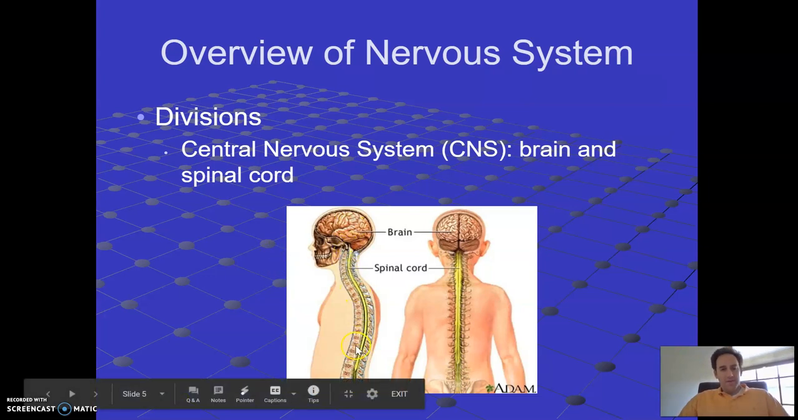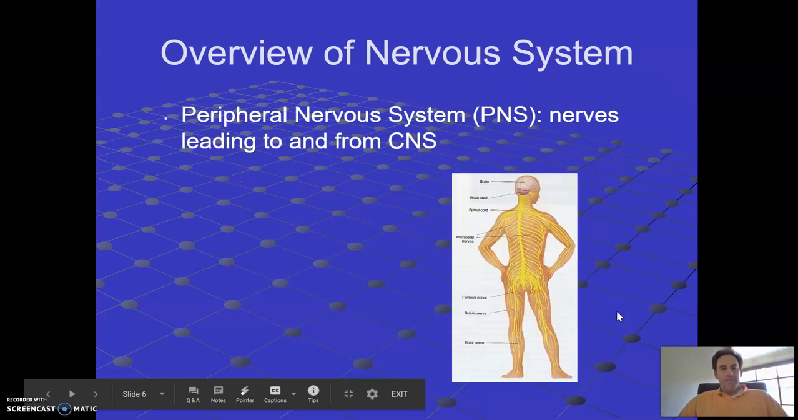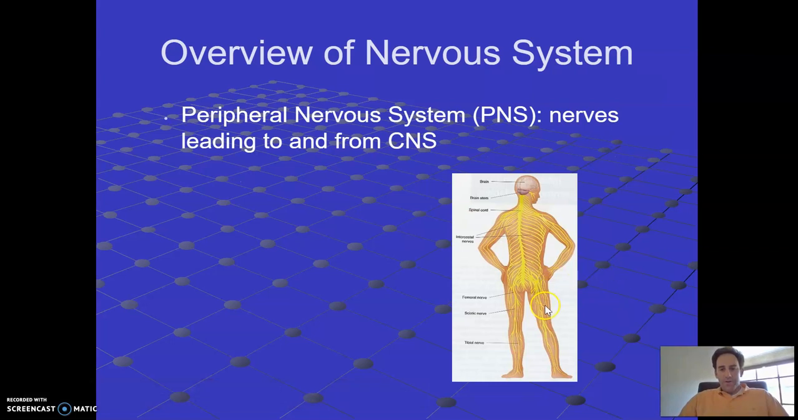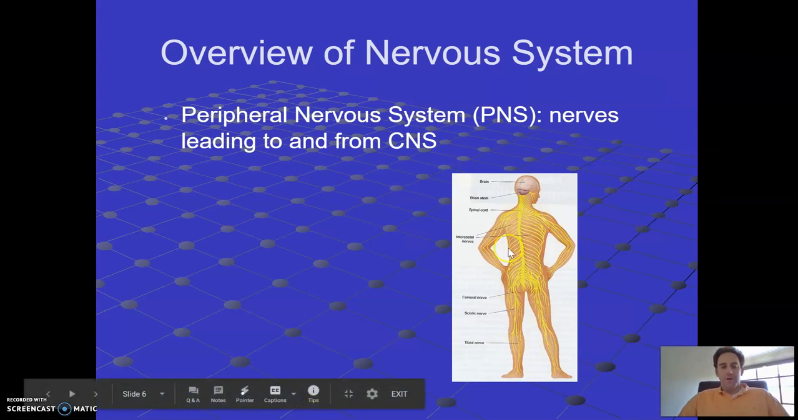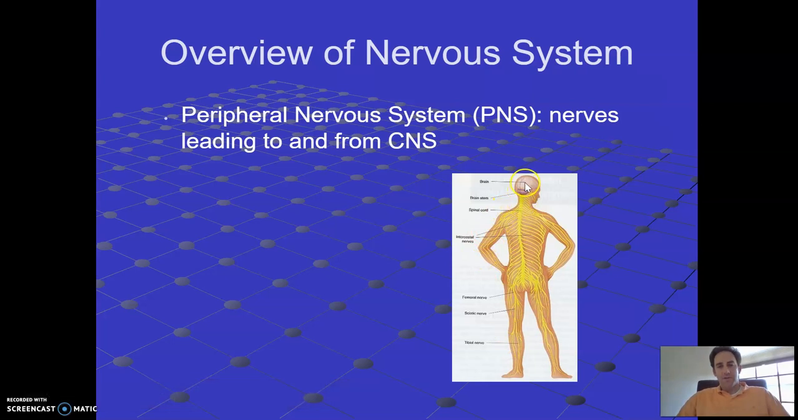So it's one and the same thing as the brain. It just extends down, and it goes about halfway down your back right here, and then branches into a whole bunch of different nerves. The peripheral nervous system is all the nerves that lead to and from that central nervous system. So these nerves going to your arms, going to your legs, are involved in movement and sensing and things like that. And they send information to the central nervous system and bring information out to the bones, to the muscles.